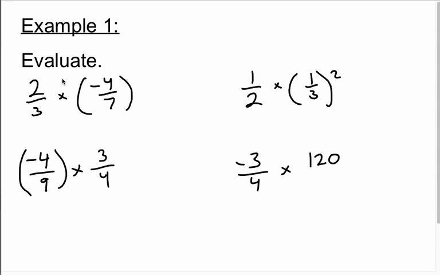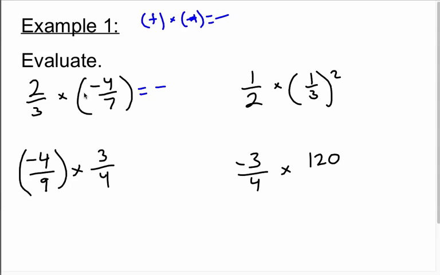So if we look at the first example, we have 2/3 times negative 4/7. So what we have is a positive number times a negative number, and we should get a negative answer. Okay, so we should get a negative if we multiply these together, so we can go ahead and stick the negative in here. We know our answer is going to be negative. Now just multiply like you would normally.